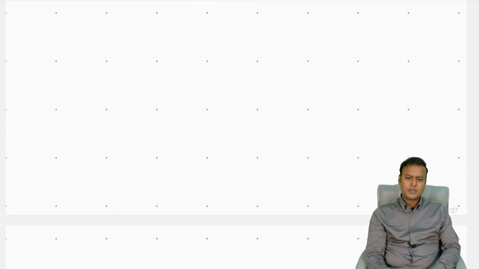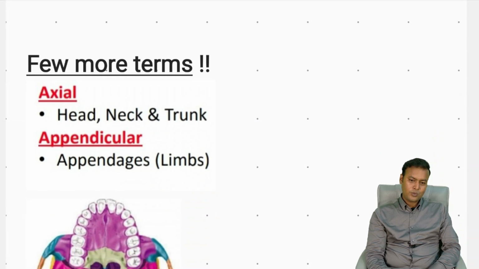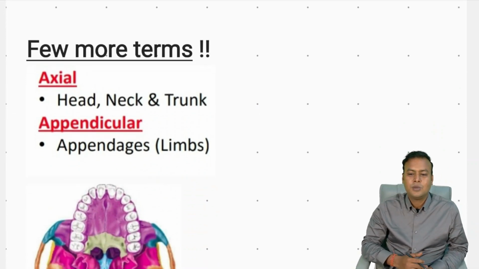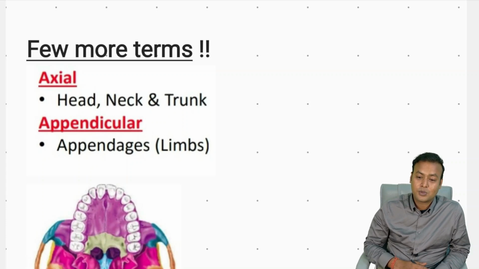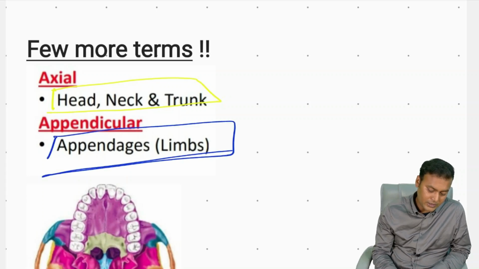Also, there were a large number of other relative terms, and we had learned them. Coming to a few more terms now. Students, the skeleton, as you know, has 206 bones, and these 206 bones have been arranged into two different parts, the axial and the appendicular. The axial skeleton is the part having the head, neck and the trunk, whereas the appendicular skeleton is the skeleton of the limbs. All right. So axial, appendicular.